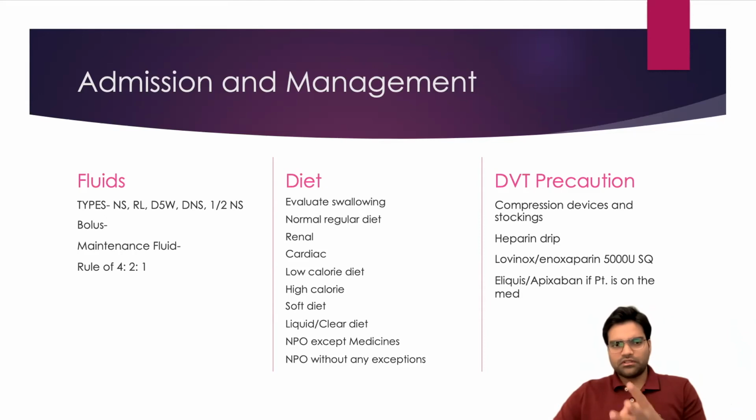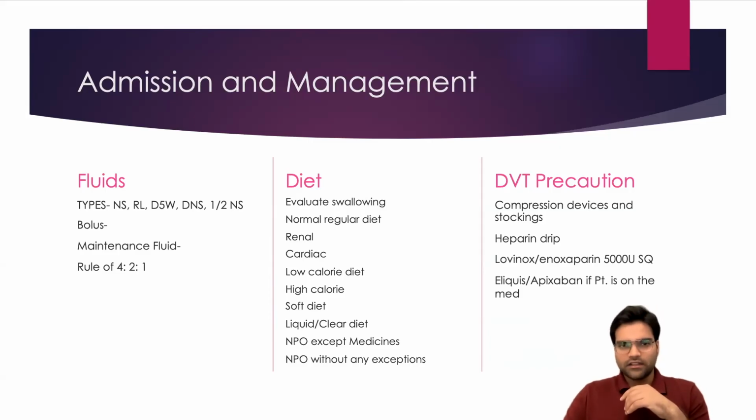So first we have to take care of three things. One is the fluid. So if the person is dehydrated, which fluid do you want to start? Is this normal saline, Ringer's lactate, D5W, or DNS, or half normal saline with DNS, half normal saline with D5W, whatever fluid you choose, and how do you want to give the bolus? Sometimes bolus can be 1 liter over 2 hours, and sometimes bolus can be 2 liters over 1 hour, and then the maintenance fluid. So usually for maintenance fluid, the rule is 4 to 1. So the 4 to 1 rule we have to follow for the fluid maintenance.